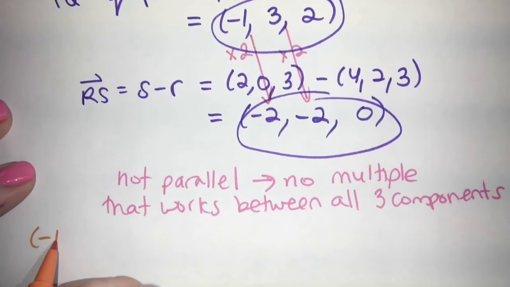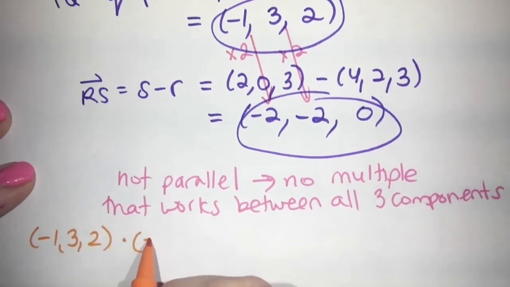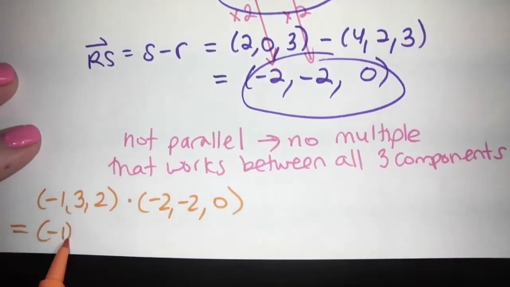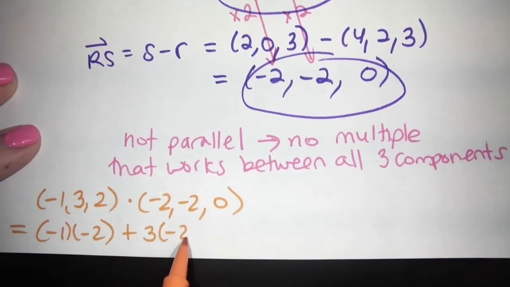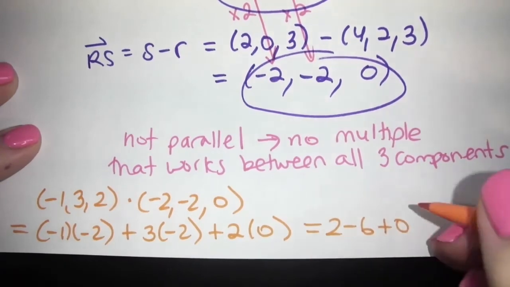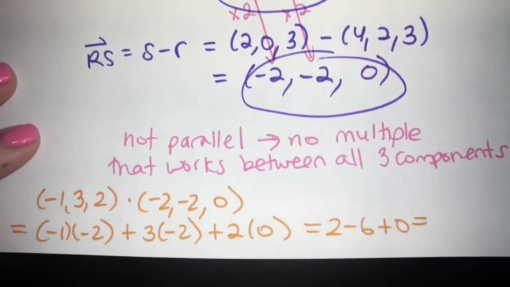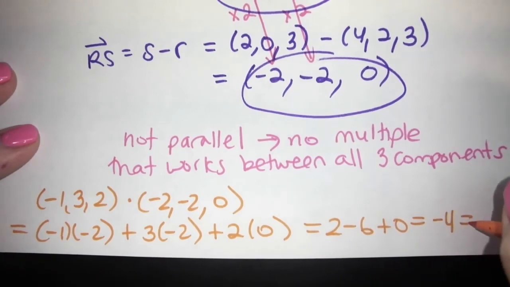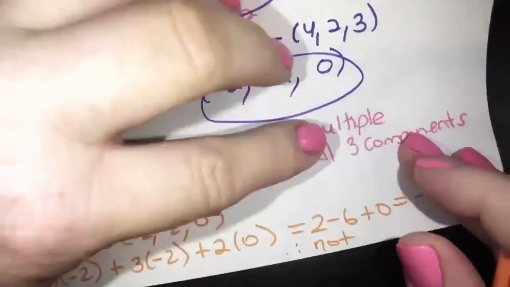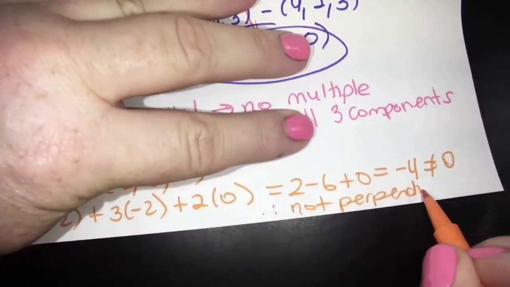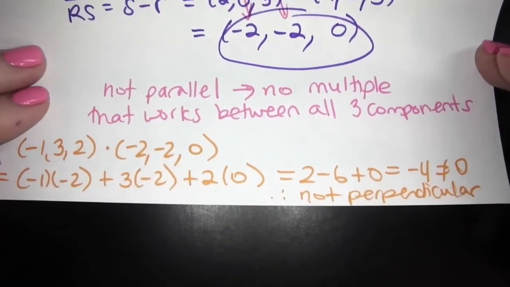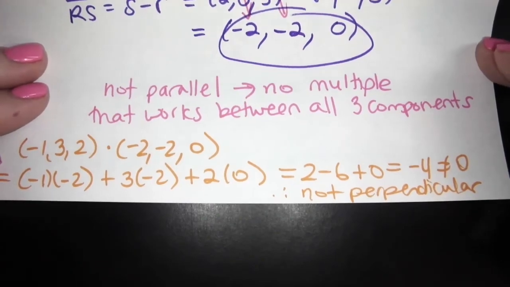So to check perpendicular, we're checking orthogonal. That's the same as perpendicular. So we check the dot product and we see if it's 0. So we get negative 1 times negative 2 plus 3 times negative 2 plus 2 times 0. And so this gives us an answer that is 2 minus 6, so negative 4, that's not 0. And so therefore they're not perpendicular either. So in this case, they're not parallel, they're not identical, and they're not perpendicular. So the answer would be none of the above on the exam.